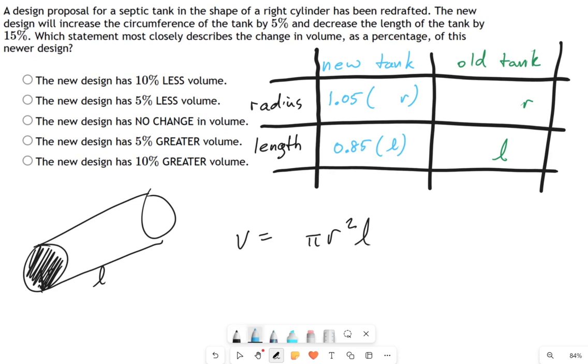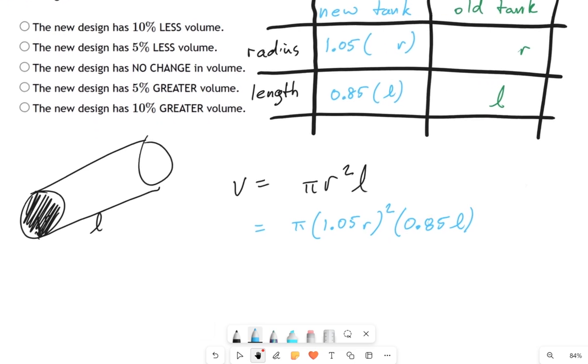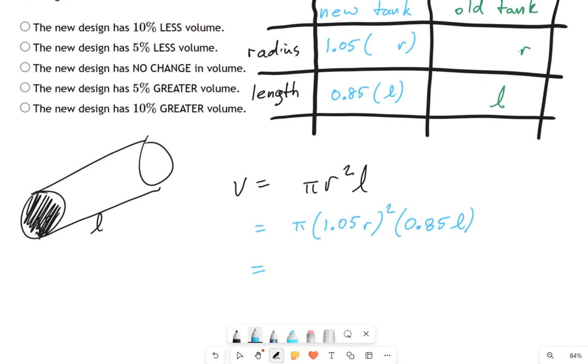But look what's happening here. In this new equation, pi hasn't changed, but r is now turned into 1.05 r. It's still squared. And L has turned into 0.85 L. Okay, well, what effect is that going to have? Let's go ahead and punch some things in our calculator here. This is going to be still pi, and 1.05 squared is 1.103 r squared, and then times the 0.85 L.